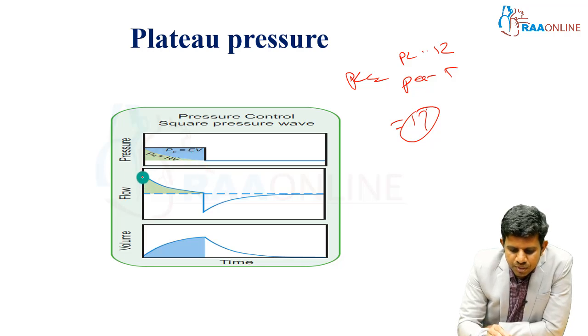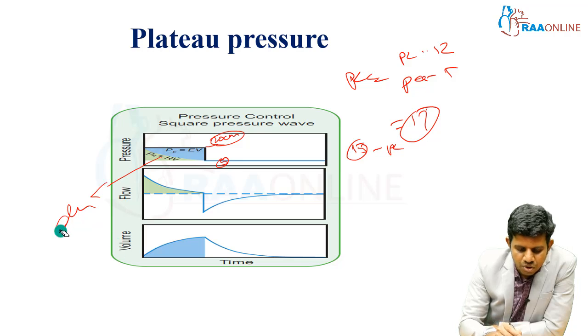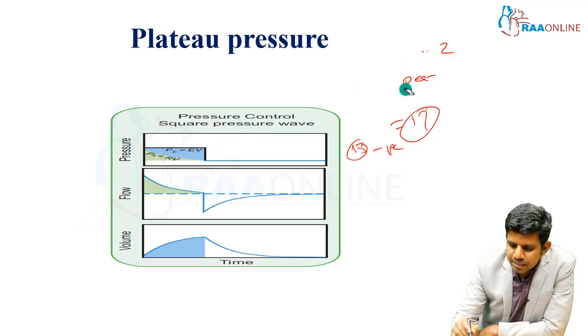Here my flow is 0, right? I set a pressure control of 15, and my PEEP is 5. So my peak inspiratory pressure at the end of inspiration is 20 centimeter water. At the end of inspiration the flow is 0, so the resistive component is eliminated. So whatever the end inspiratory pressure is, it is equal to my plateau pressure. The peak inspiratory pressure is 20 centimeter water, so the plateau pressure is 20. So normally you take the peak inspiratory pressure as the plateau pressure.